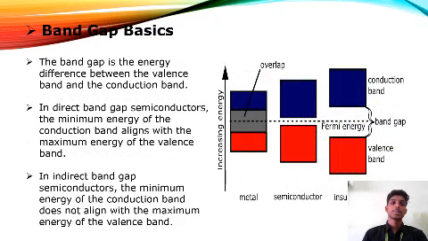First one, band gap basics. The band gap is the energy difference between the valence band and the conduction band. In a direct band gap semiconductor, the minimum energy of the conduction band aligns with the maximum energy of the valence band. In an indirect band gap semiconductor, the minimum energy of the conduction band does not align with the maximum energy of the valence band.